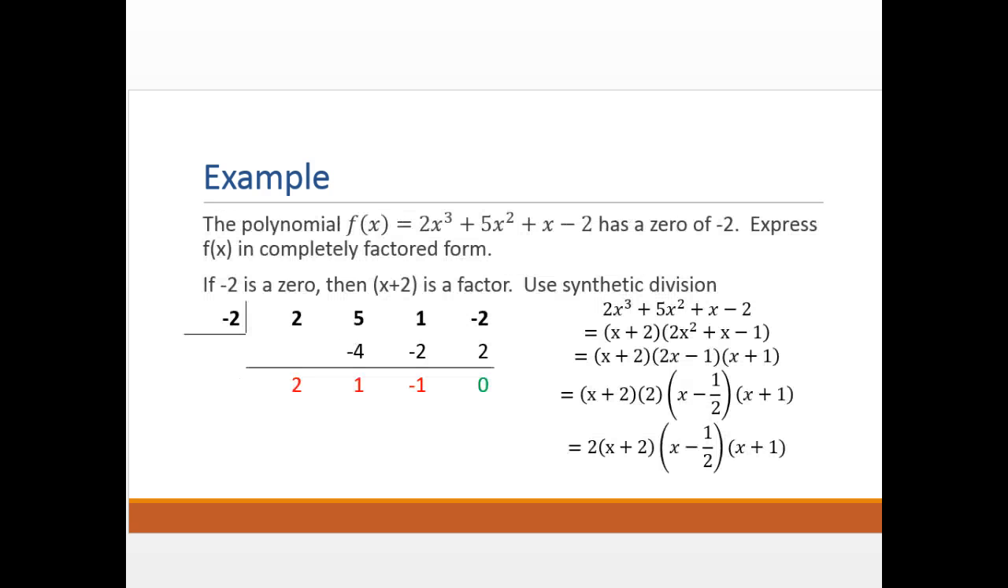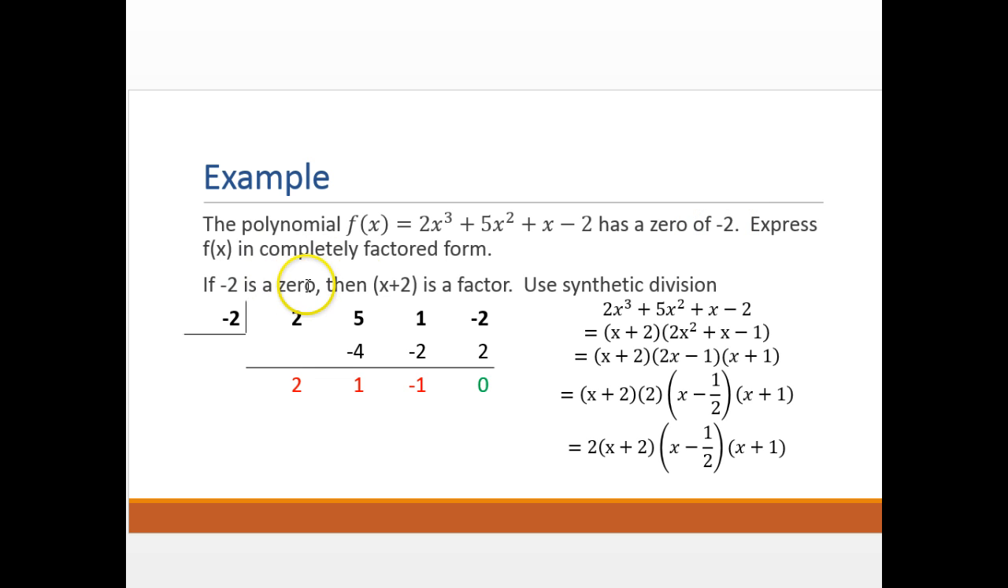Let's try something a little bit more difficult here. It says the polynomial f of x equals 2x cubed plus 5x squared plus x minus 2 has the zero of -2. Express f of x in completely factored form. Notice in this case we're only given one of the possible 3 real zeros. So what we're going to do is take this -2 and use the synthetic division we learned in our previous section.